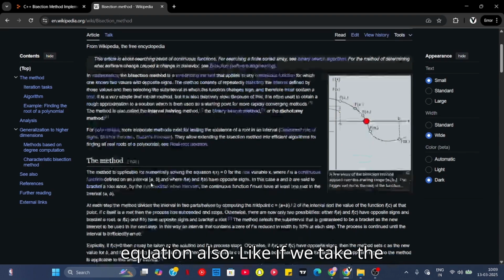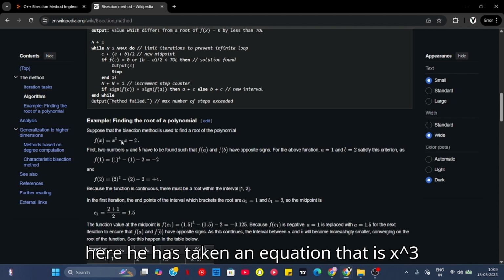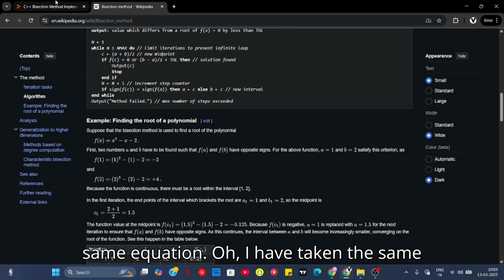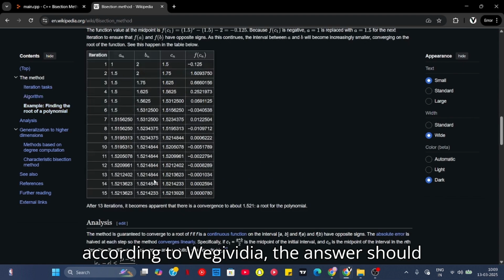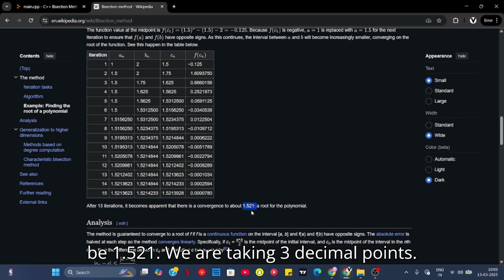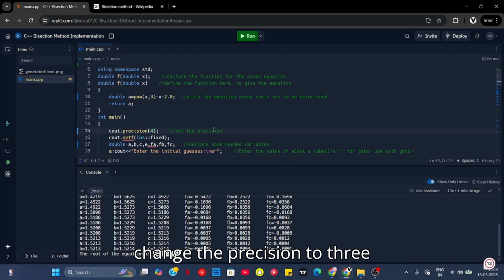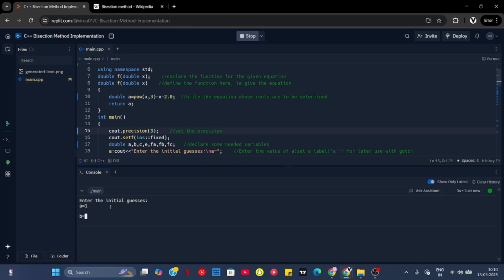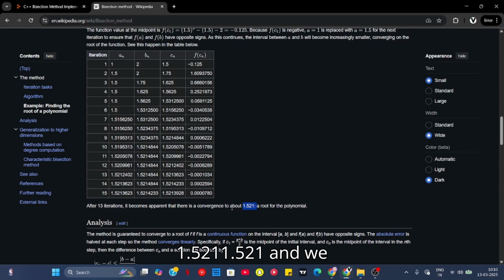So we can change the equation also. Like the Wikipedia example, which is written here, he has taken the equation x cube minus x minus 2. I have taken the same equation. According to Wikipedia, the answer should be 1.521. They are taking 3 decimal points and we have taken 4. If we change the precision to 3, automatically 3 decimal points would come. Let me show you: 1, 10, 0.0001. And you can see the answer is the same, 1.521.